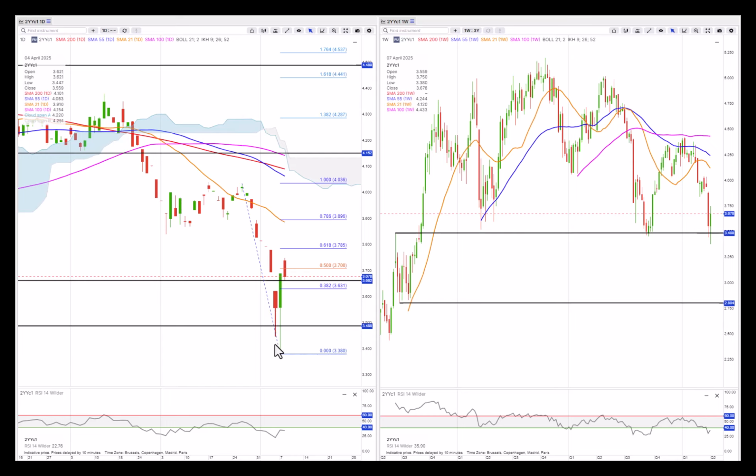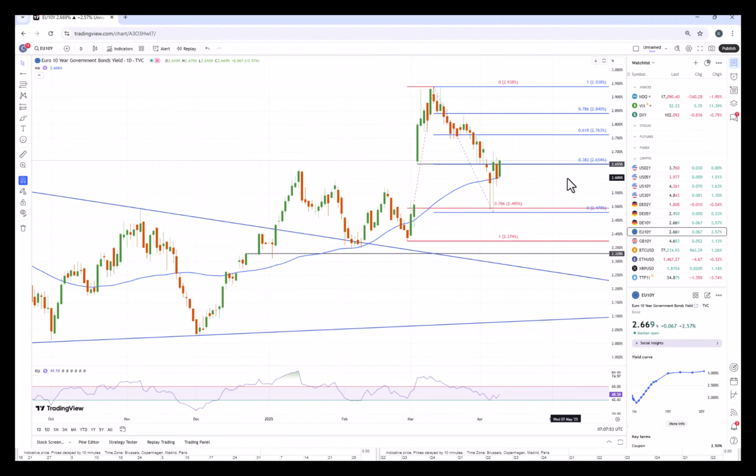On the European yields, we have the Euro 10 year, excuse me, bouncing. And I had the red set of Fibonacci. You can see it touched the 786 retracement at 249, and then it bounced. And then we have the blue one, and so this is the correction down here. And now we're pushing higher, and I think we'll see it push towards 276.